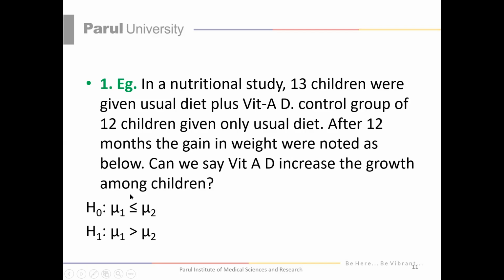Okay, so this is our null hypothesis, and second is an alternative hypothesis. This is our research hypothesis, and our claim goes in this hypothesis. So our question is, can we say vitamin A and D increase the growth among the children? So our alternative hypothesis will be mu1 is greater than mu2. Means on an average weight gain in study group is greater than on an average weight gain in a control group. So this is our pair of hypotheses.